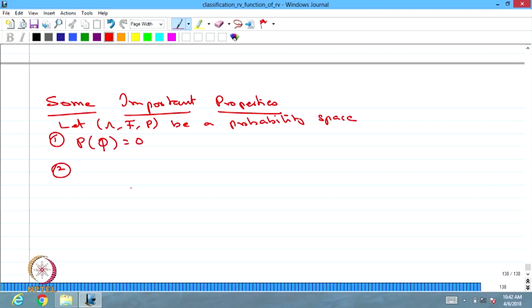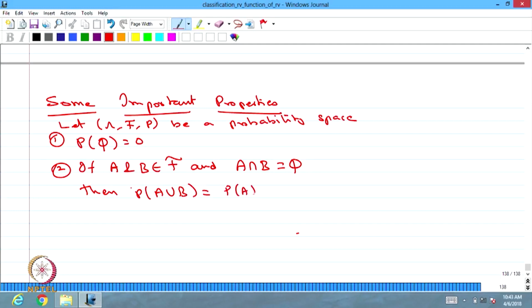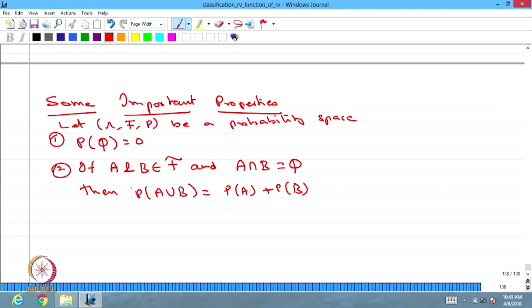Second property: if two events A and B belonging to F are mutually disjoint events, that is, the intersection of events is empty, then if you want to find out the P of A union B, that is the same as P of A plus P of B. If two events are mutually exclusive, mutually disjoint events, then P of A union B is the same as P of A plus P of B. Otherwise, in general, for any two events, P of A union B is P of A plus P of B minus P of A intersection B. Since P of A intersection B is the empty set and P of empty set is 0, therefore P of A union B is the same as P of A plus P of B.